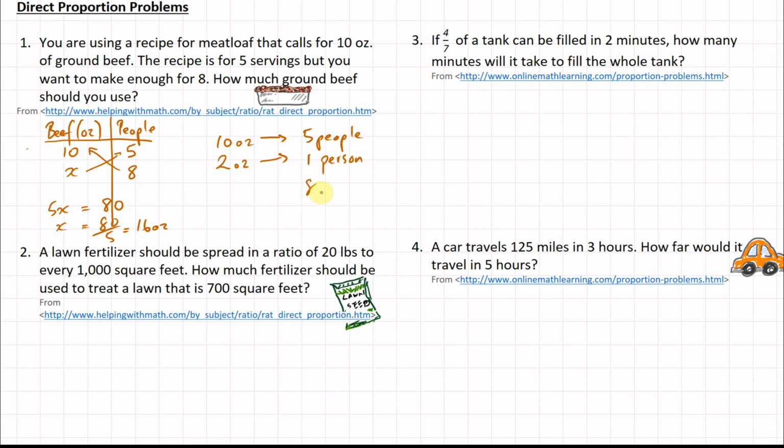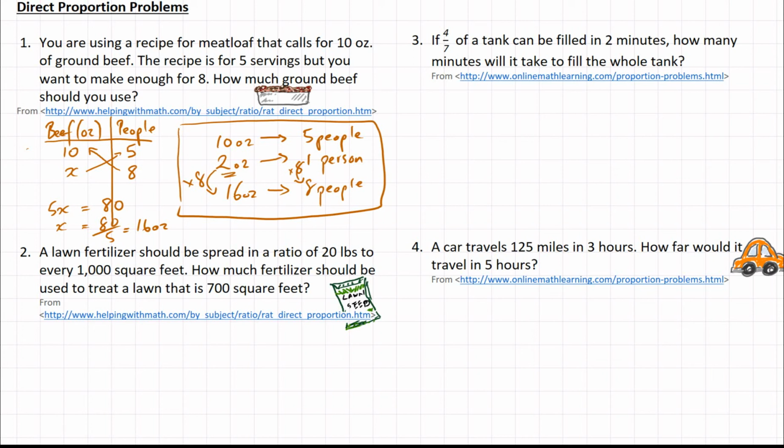Therefore, if we've got 8 people, which is 1 times 8, we are also going to need 8 times 2 ounces, which is 16 ounces. Okay, so this way here is finding out how much we need for one person, so looking at 1 unit.